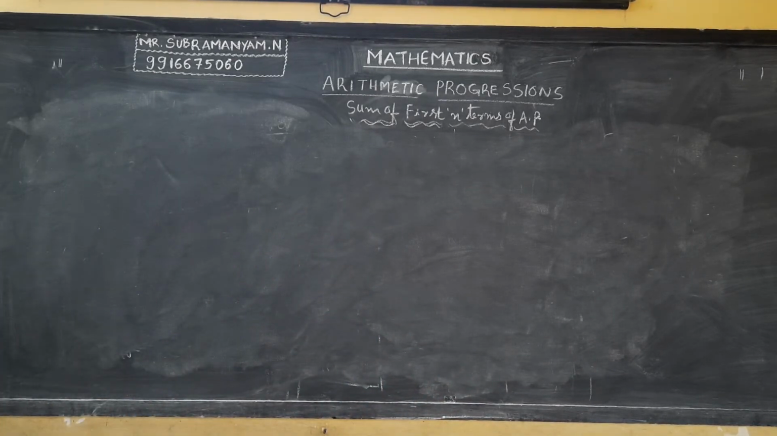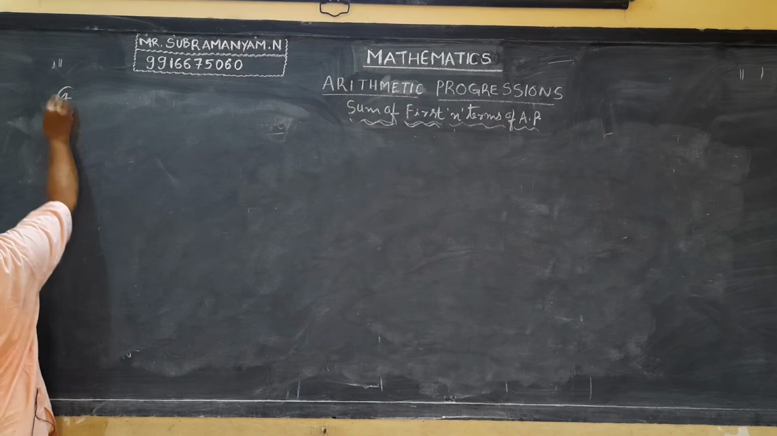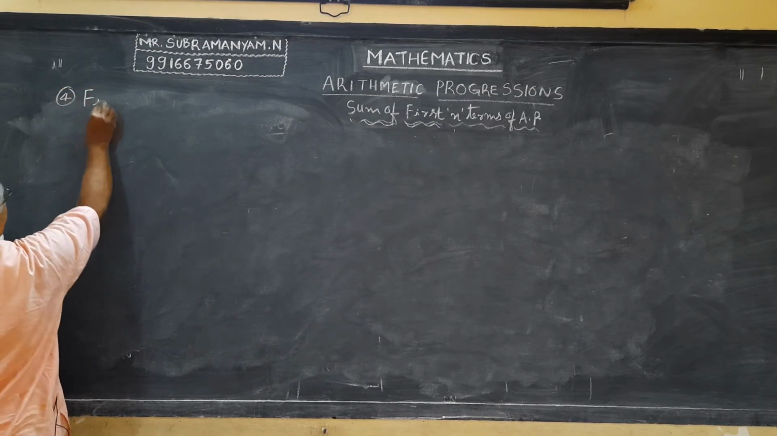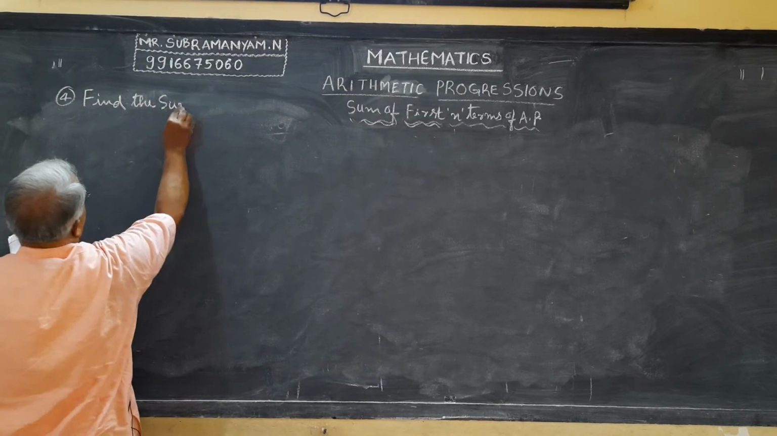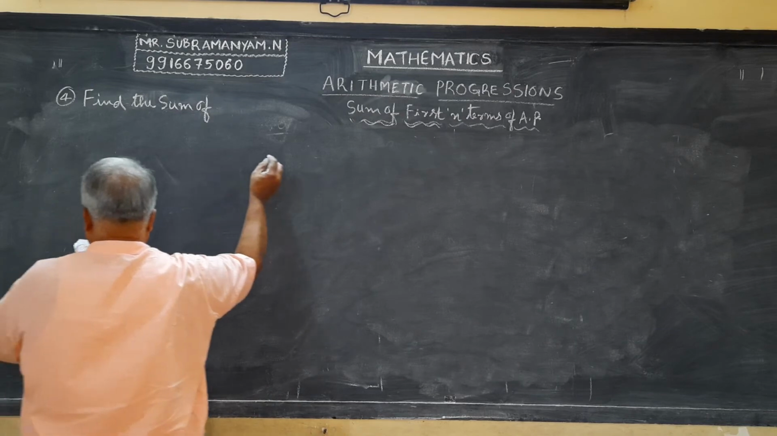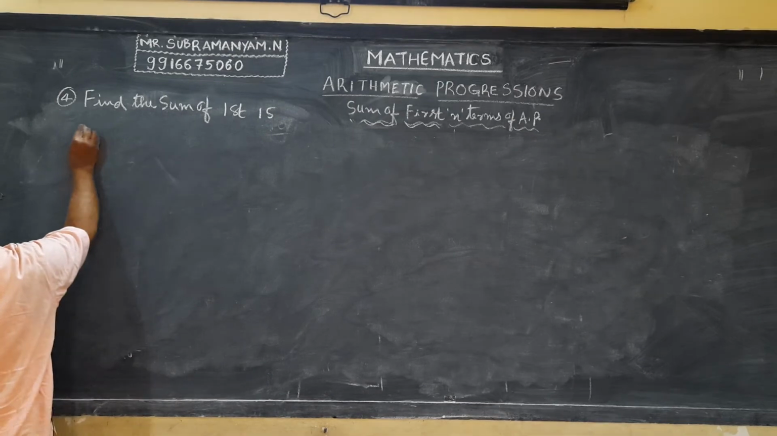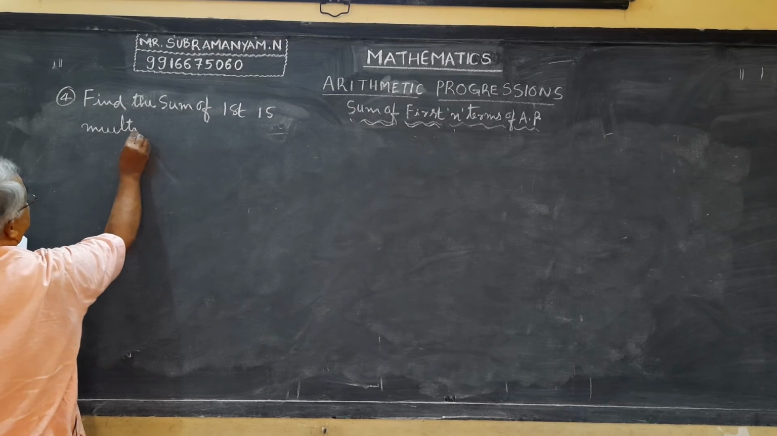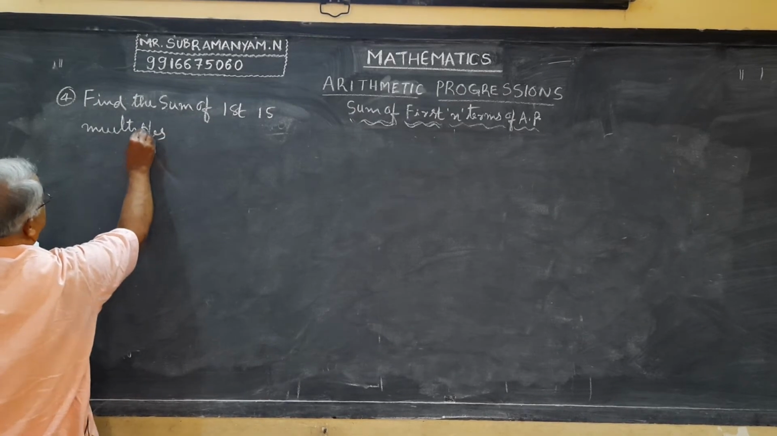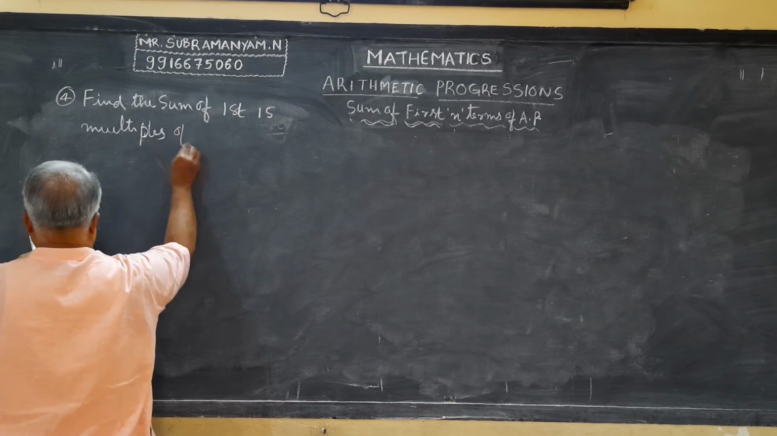Fourth problem. Find the sum of first 15 multiples of 8.